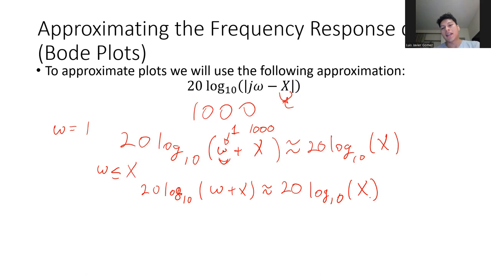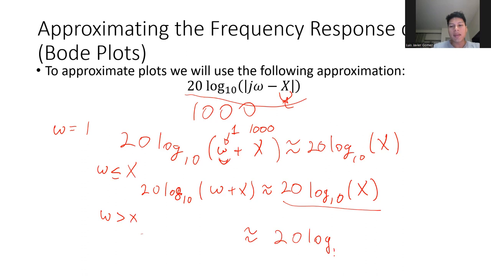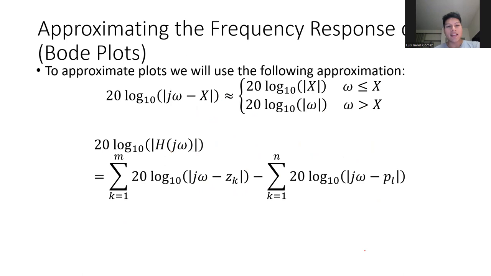So whenever omega is less than x, we're going to say that this whole expression is actually just 20 log of x. That's what we're going to replace it with. And on the other side, by similar argumentation, whenever omega is greater than x, we're going to say that this thing here is approximately 20 log base 10 of omega. That's going to be our approximation. So here I draw it: whenever omega is less than x, we have 20 log x, and whenever omega is greater than x, this is 20 log omega.